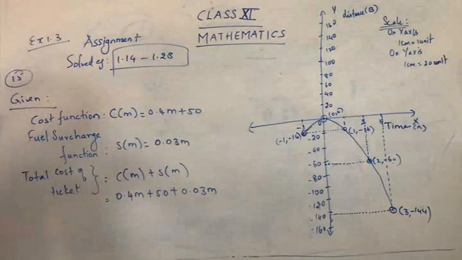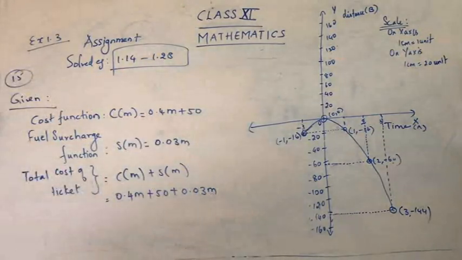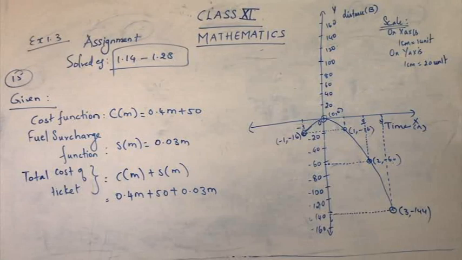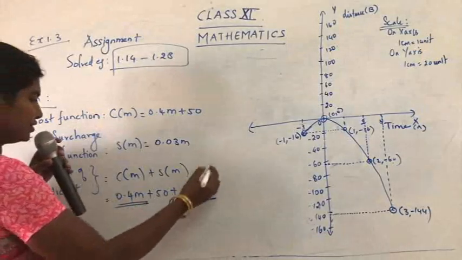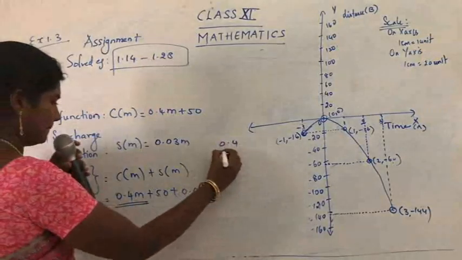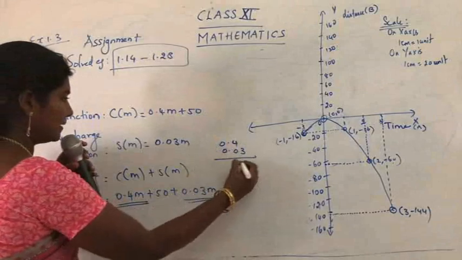I have just substituted the value for C of M and S of M: 0.4 M plus 50 plus 0.03 M. Add both the like terms over here. We have a like term over here, 0.4 M and 0.03 M. Arrange the numbers properly, children.